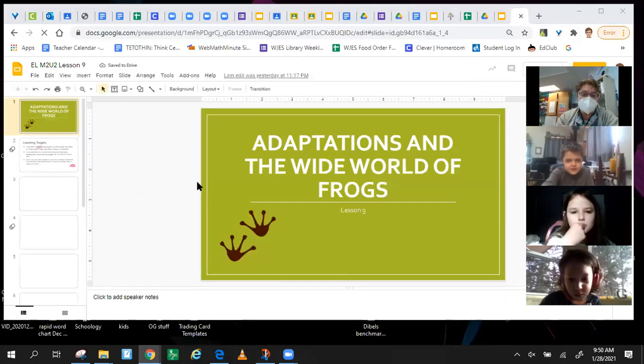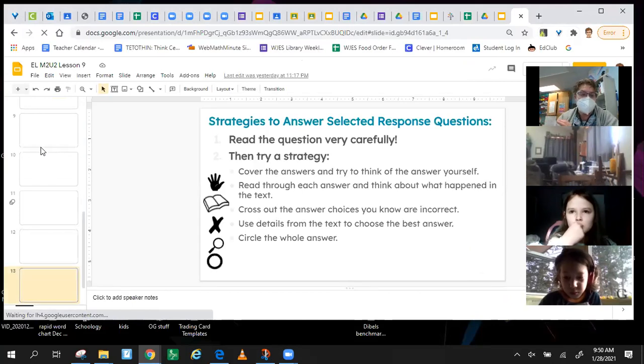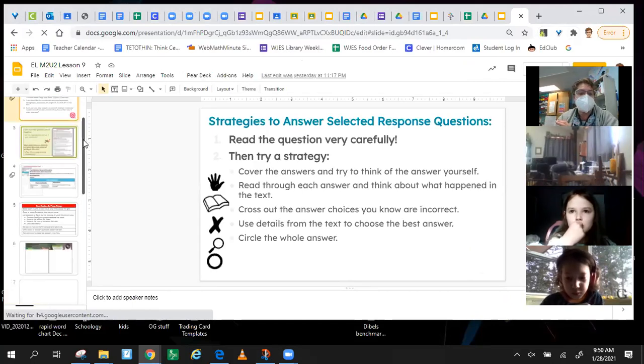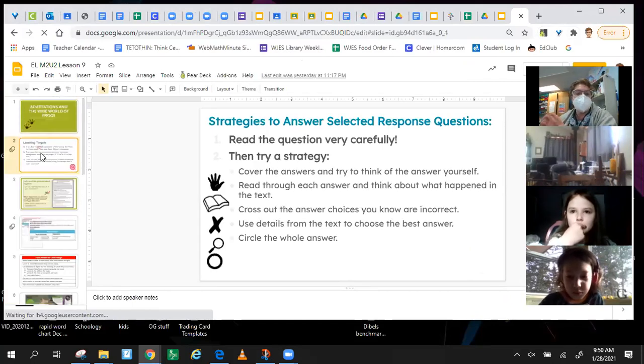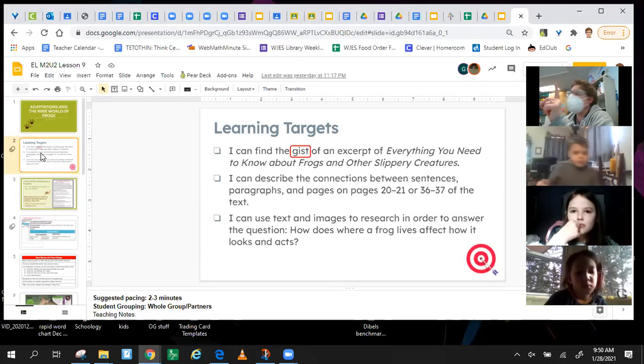All right, so our learning targets, let's get started because we have a lot of work to do today. Oh, why did it do that? I just clicked on two. All right, so today we have a lot of learning targets. The first one is I can find the gist of an excerpt of everything you need to know about frogs and other slippery creatures.